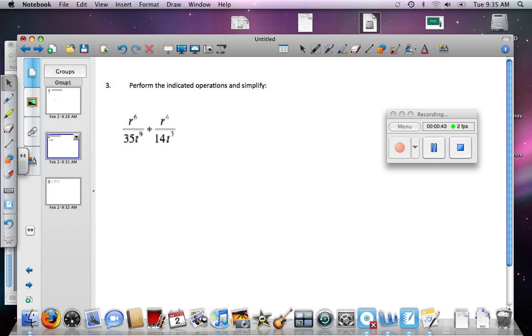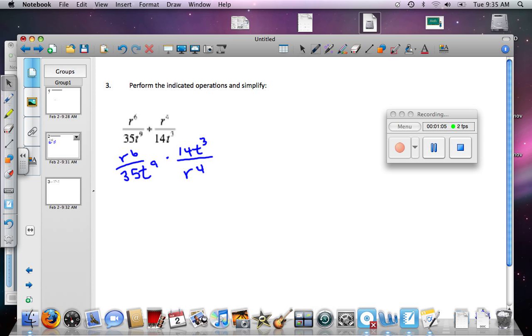Okay, so that means that will be r to the 6th divided by 35t to the 9th, times 14t cubed divided by r to the 4th. I flipped the second one.